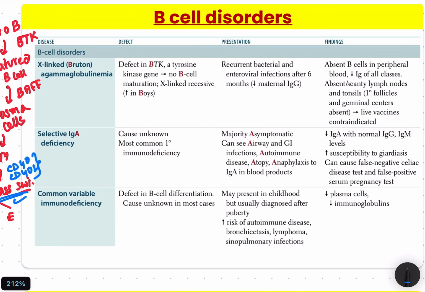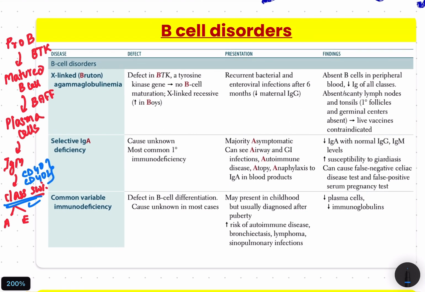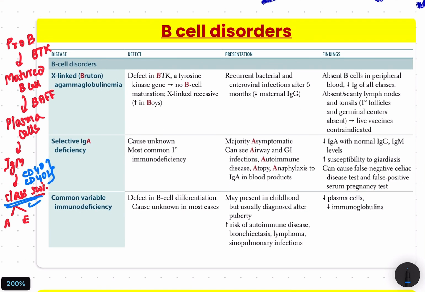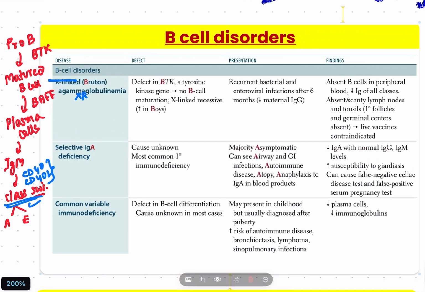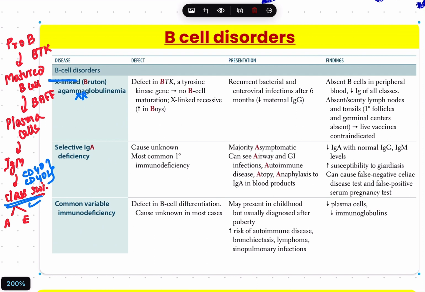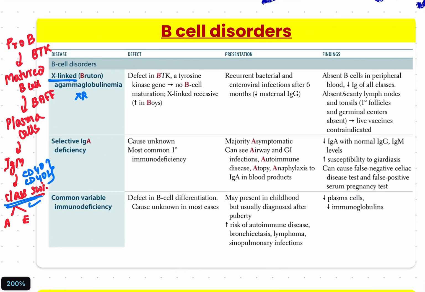Like here, in case of Bruton's agammaglobulinemia, this is an X-linked recessive condition, and that's why it is more common in boys. Here what happens is that BTK, the Bruton tyrosine kinase, is deficient, and because of that the B cells are not getting matured.